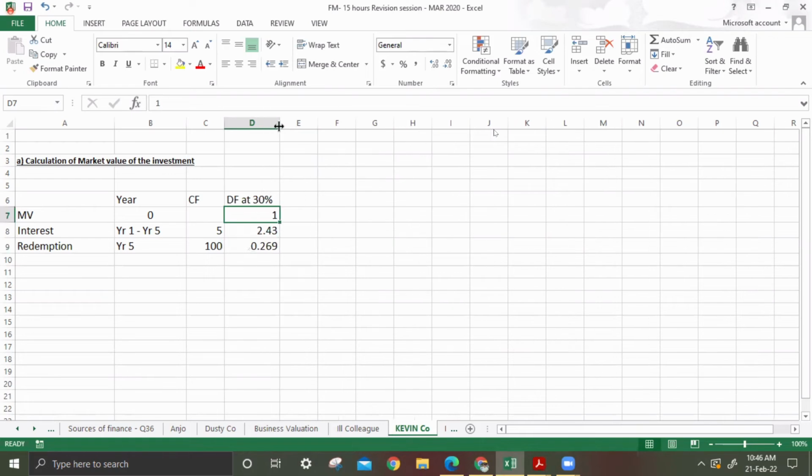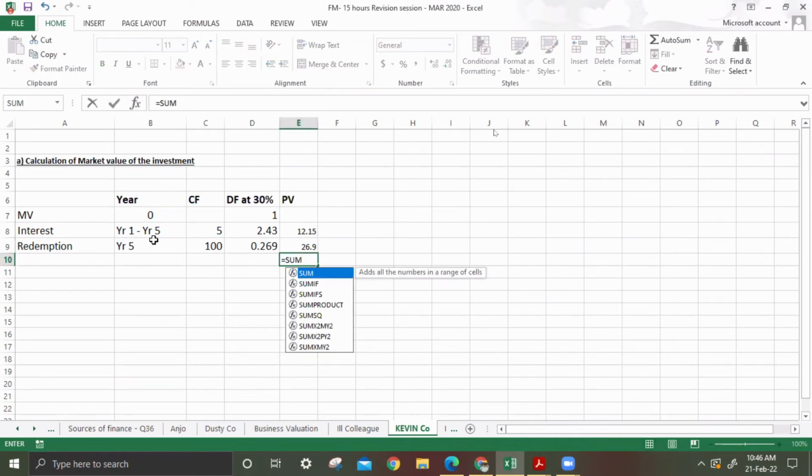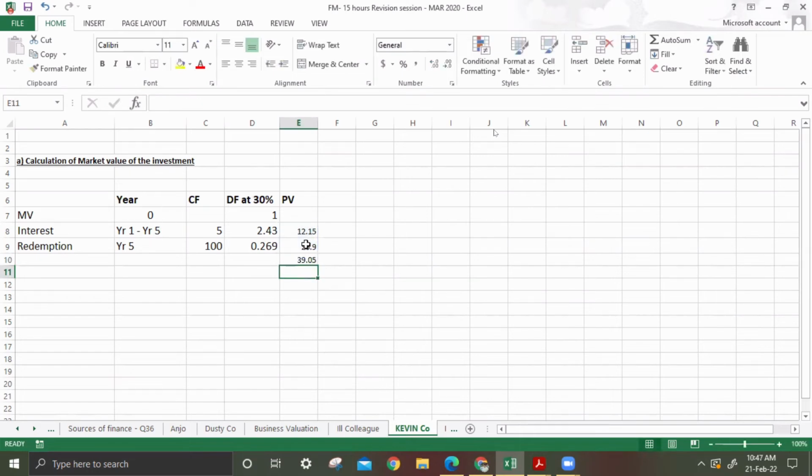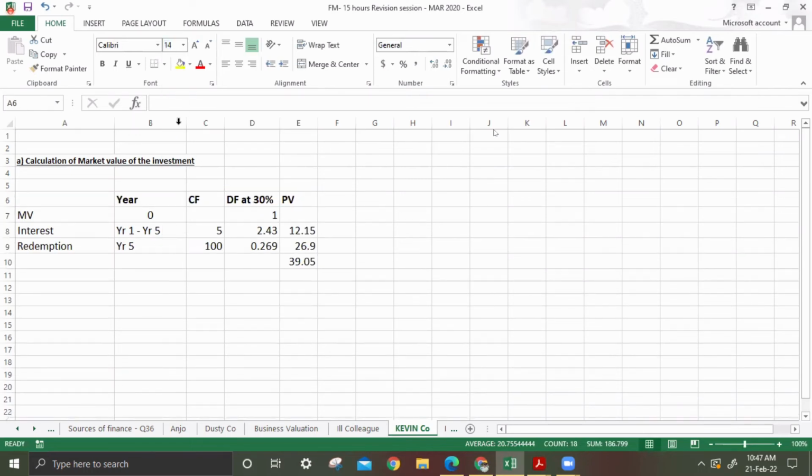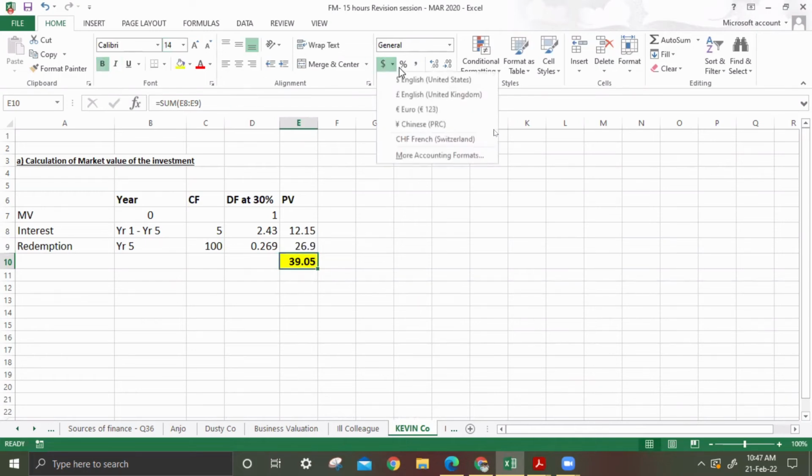So you know what is the assumption? Market value of an investment is equal to present value of its future cash flow. So this present value I want to know. That will be correct. Sum of, so how much do you get? $39.05.